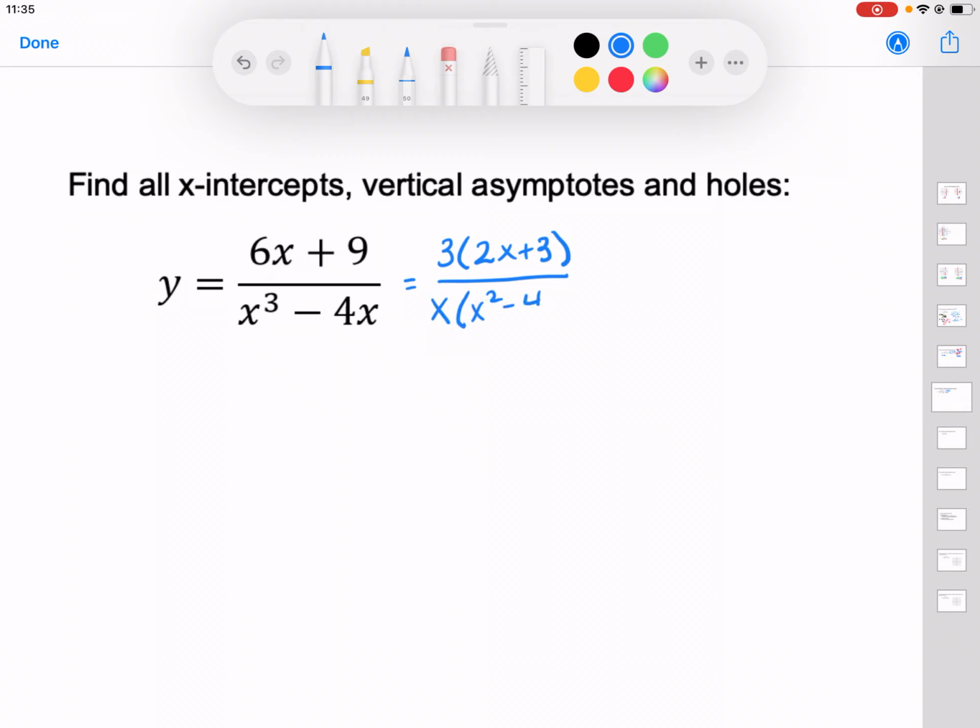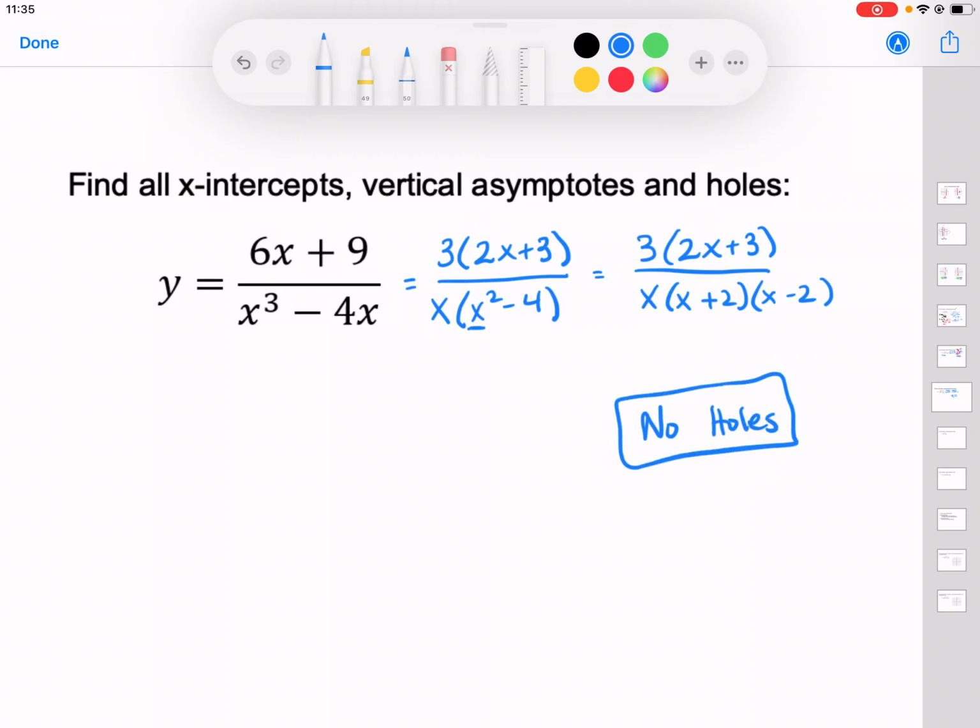And then I'll be left with x squared minus 4, which does factor down more. It's the difference of perfect squares. So x squared is the same as x times x, and negative 4 is the same as a positive 2 times a negative 2. Okay, once again, no holes, and the reason for that is there are no common factors.